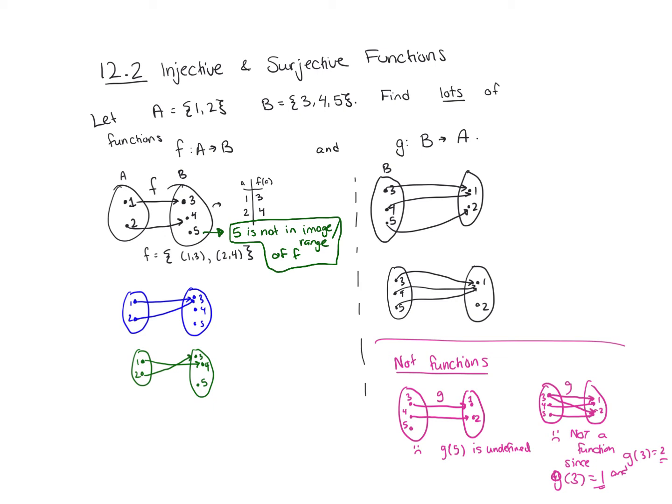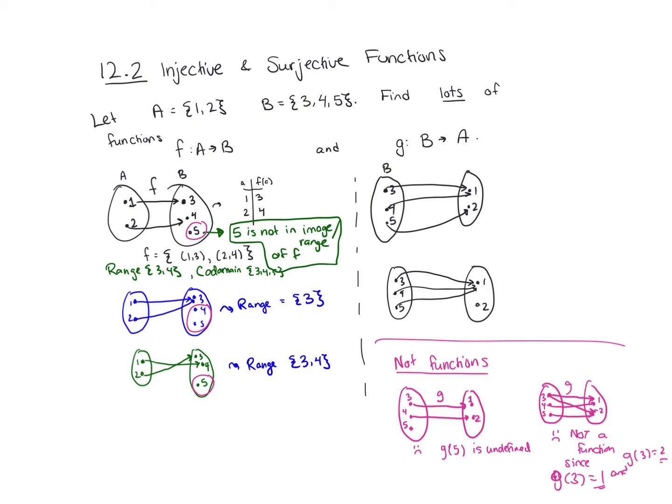The range is actually the stuff that you hit. So my range here is just going to be 3 and 4. And my codomain is the target set where I was headed. So the codomain was the whole set B, 3, 4, 5. Down here, my range is just equal to 3. So that's also not the entire set. And down here, my range, the stuff that I actually hit, is 3 and 4. So none of these actually hit the entire set. They all left somebody off.